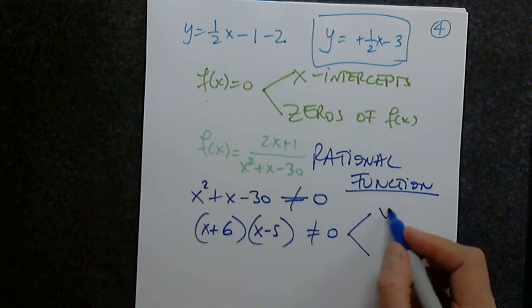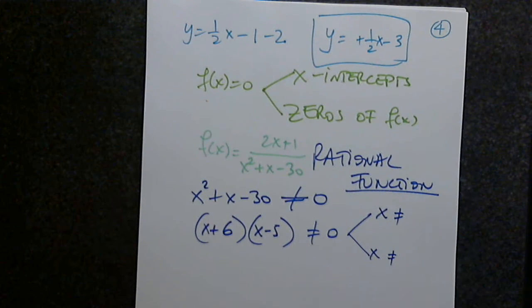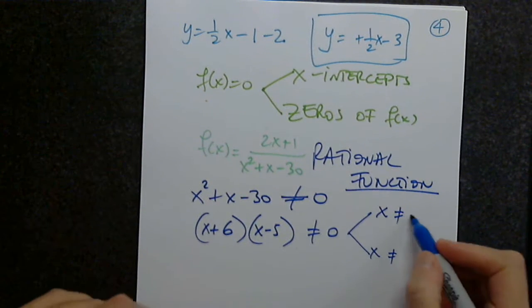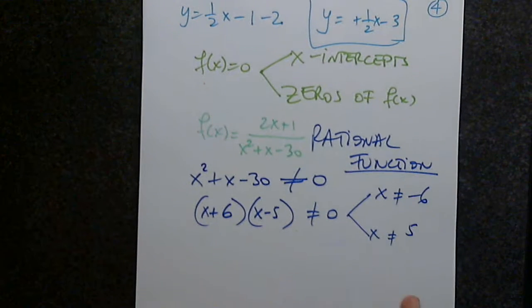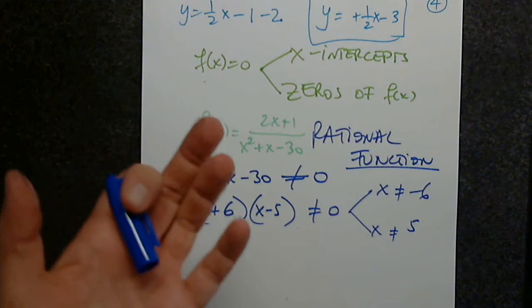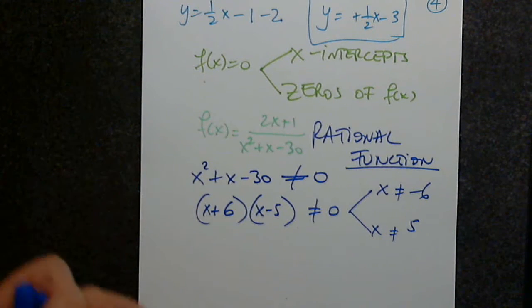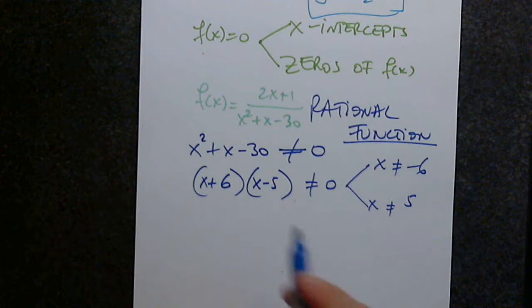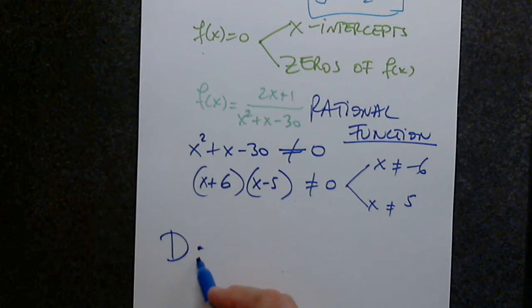So then there are 2 possibilities that are not allowed for this function. Indeed, -6 and 5. So this is not the question, right? The question was not asking us to find which values make this function undefined. No, we're asked to find the domain of this function.